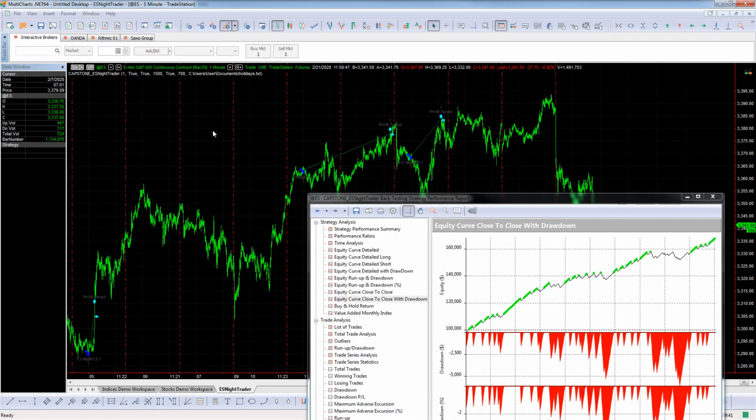I'm excited to release our first MultiCharts.net strategy, E-mini S&P Night. You can see the latest trade right here. Here's a long trade. These are the last 3 trades. And this is as of February the 21st. There are no trades. Let's take a look at the latest performance summary as well.